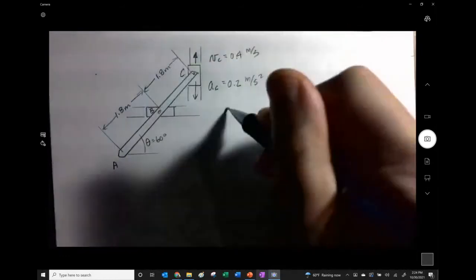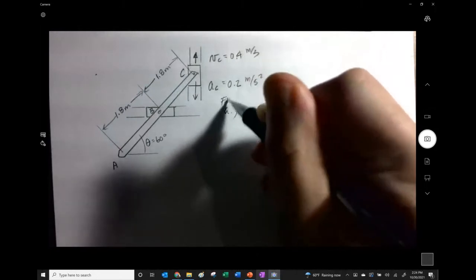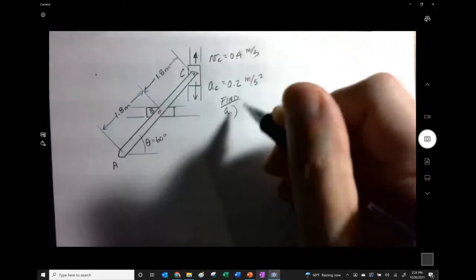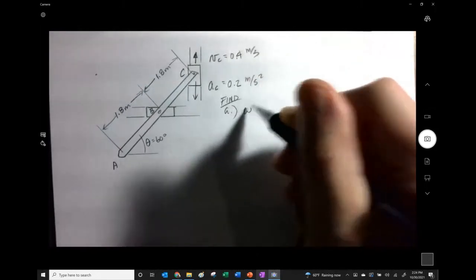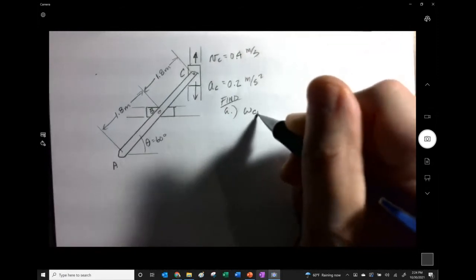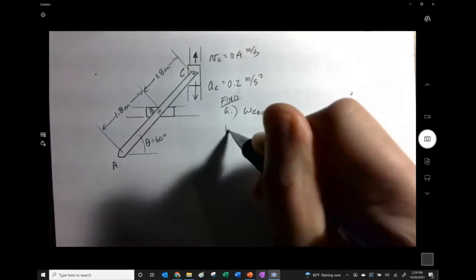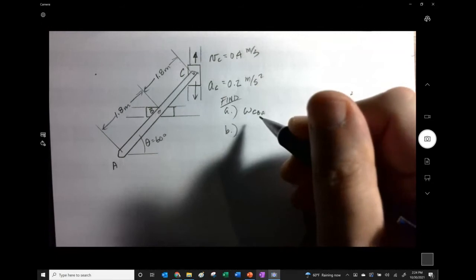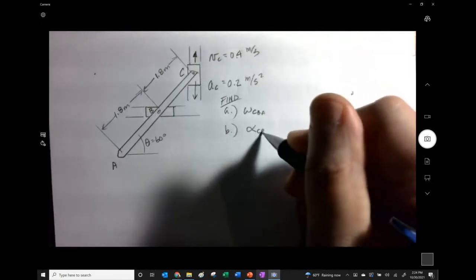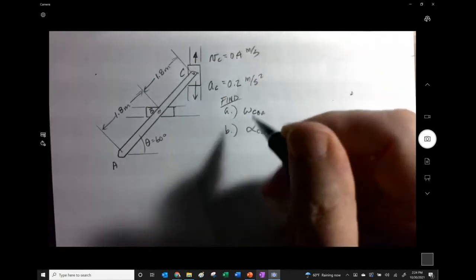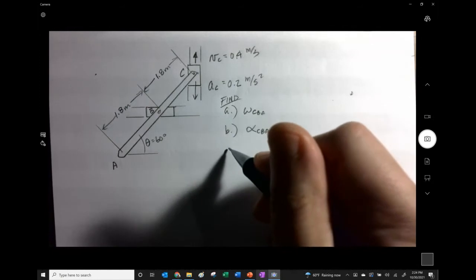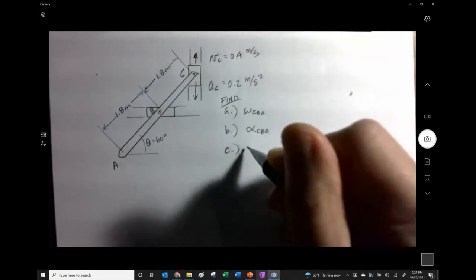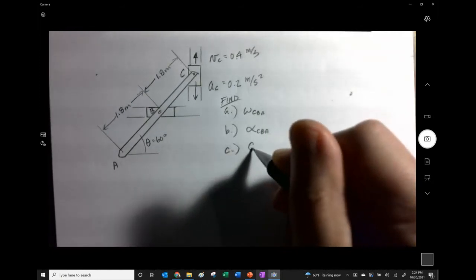And what we're trying to find is the angular velocity, and the angular acceleration, and then also the acceleration at point A.